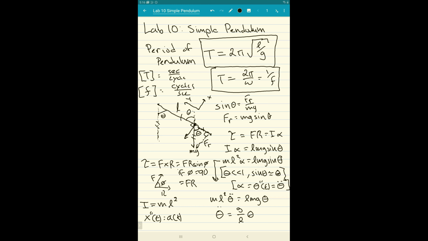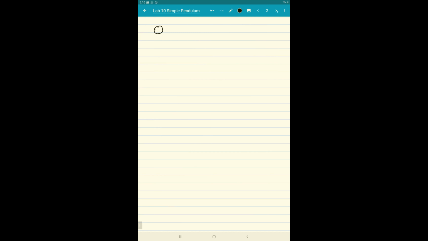times theta. I'm actually going to go back up here and call this force negative, just for convenience sake. You'll see why. So this is my differential equation right here. Now, why is that useful to us? I'm going to go to the next page here and show you what physics people do. So we have this is equal to negative g over L times theta.